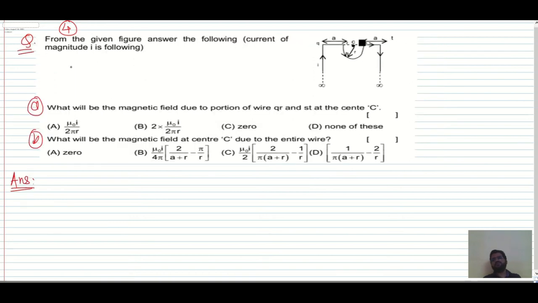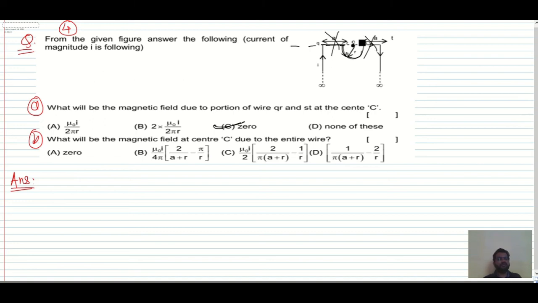Chalo, next question number 4. In this, from the given figure, answer the following. Current of magnitude I is flowing. Okay, so what will be the magnitude of field due to portion of wire QR and ST at the center? See, QR is lying exactly on the center, we can say. It is along the line. So whenever along the line is given, it is 0. What will be the magnetic field at the center C due to the entire wire? So QR will not contribute, ST will not contribute.